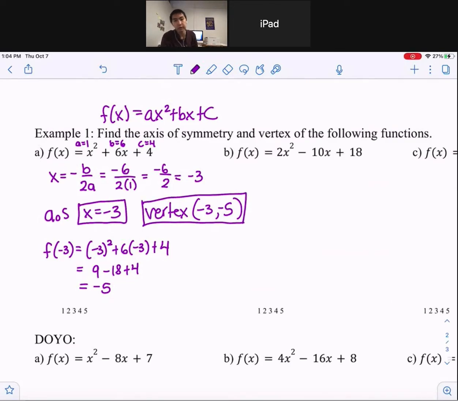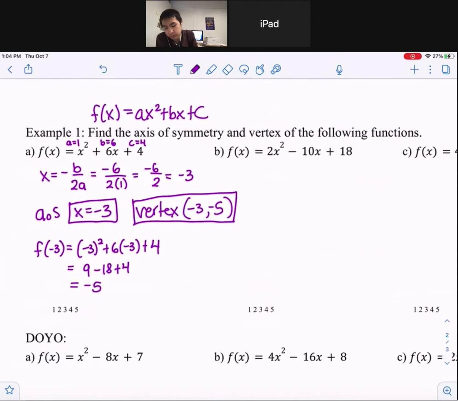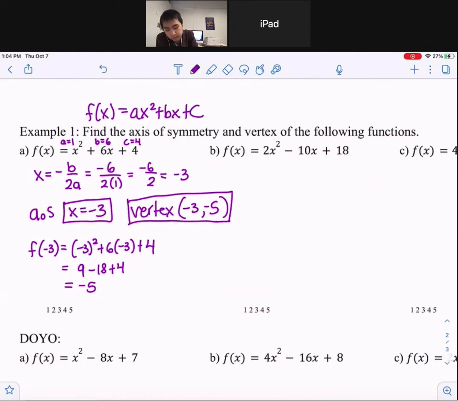Okay, let's try B. Now, B is not going to be on your homework, or it's not going to be on the quiz, because it requires you to have fractions. So don't worry about it. Just do your best with part B. So, first, let's find our axis of symmetry.